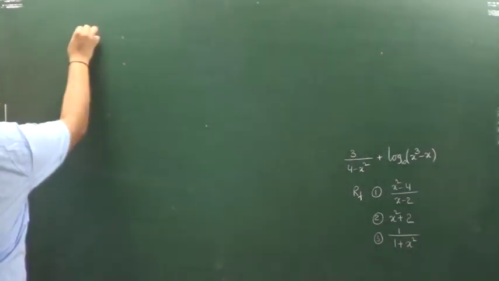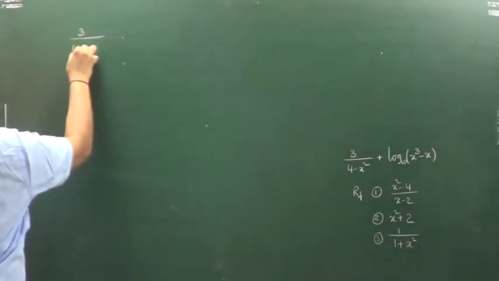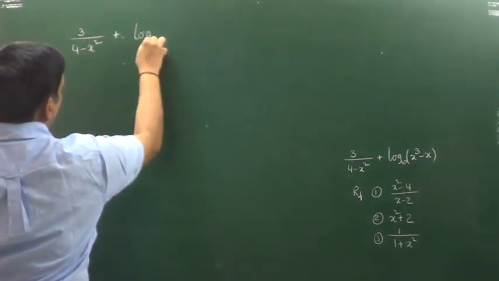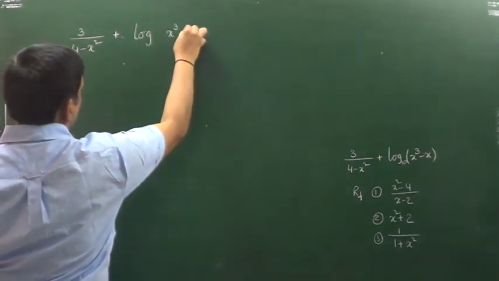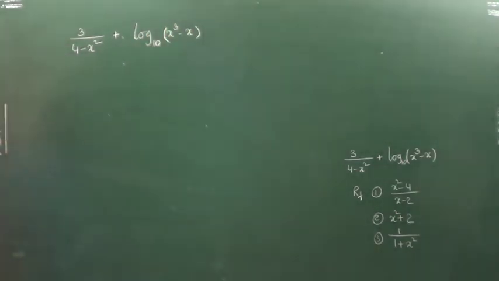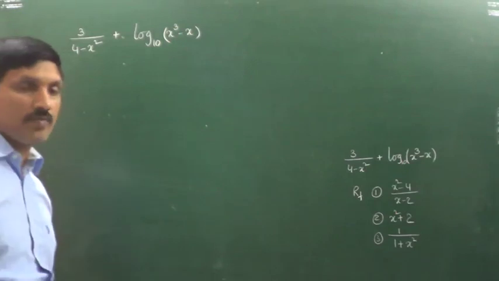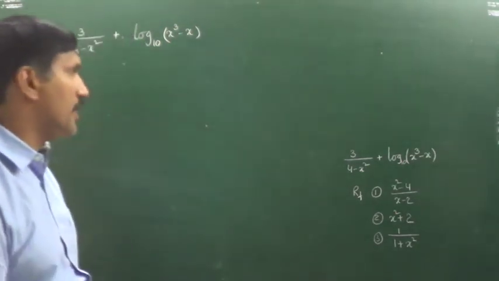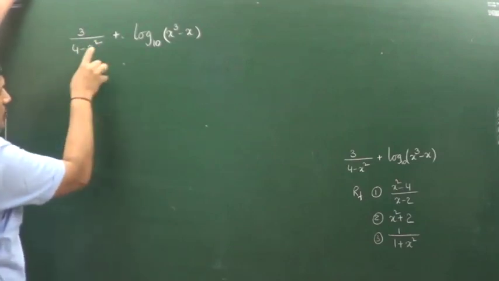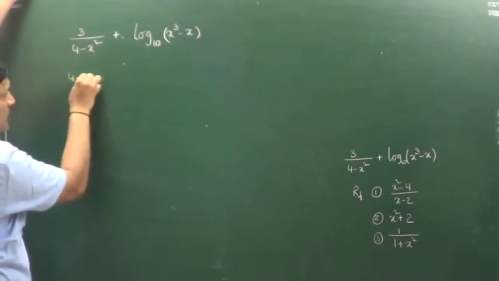So another question is given like this: 3 by 4 minus x square plus logarithm of x cube minus x base 10. Now you can see we will find out the domain for this function. What is the condition we have to apply?